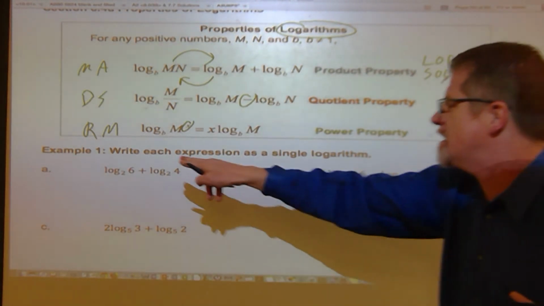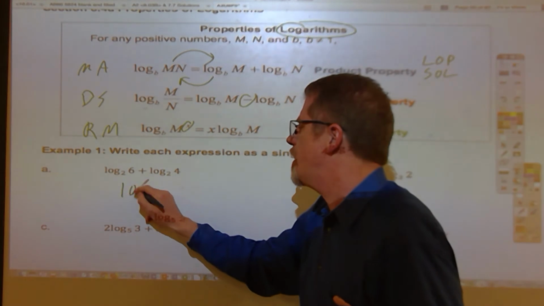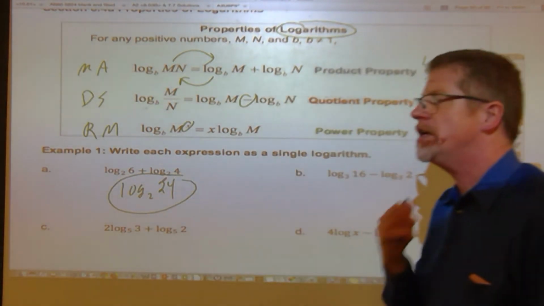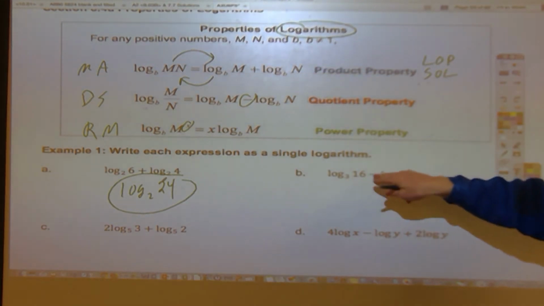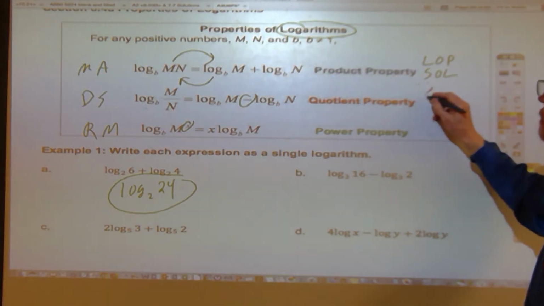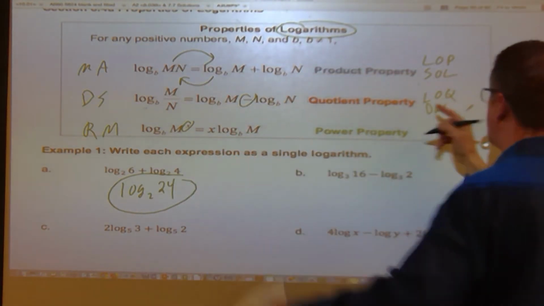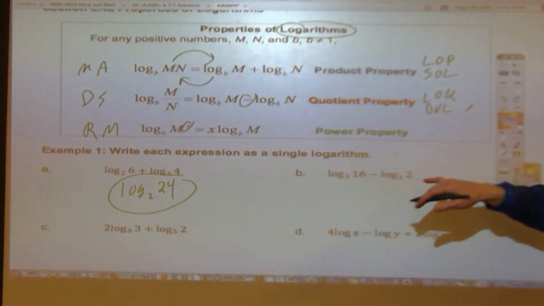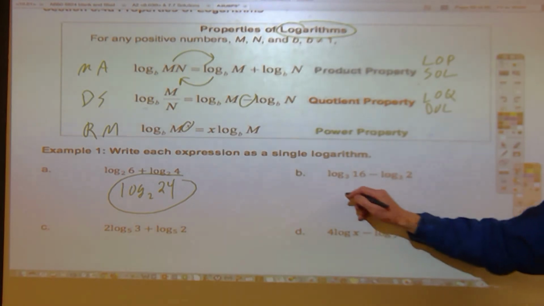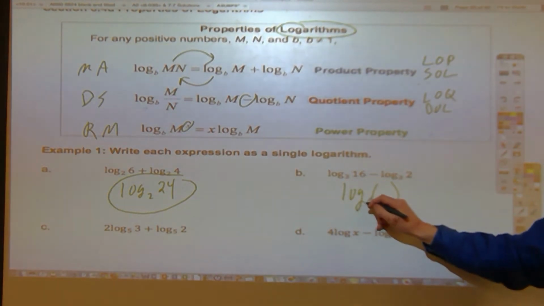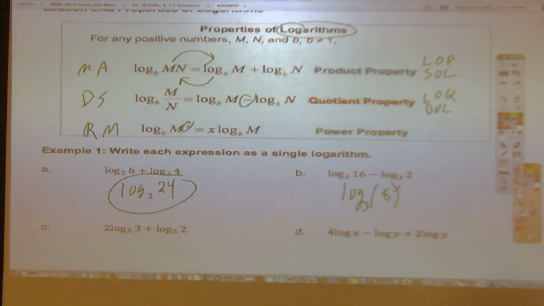Much better. So when you see the sum of the logs, just write that as the log of the product. Log base 2 of 24. It's pretty good. Now this is a difference of logs. Tell you what. The log of a quotient is DOL, the difference of the logs. So when you have the difference of two logs, that's just the log of the quotient, 16 divided by 2, log base 3 of 8. It's log base 3 of 8.